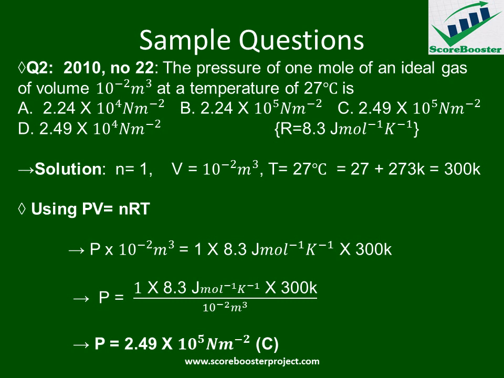Then we can make P the subject by dividing through by 10 raised to power minus 2 to get P equals 1 times 8.3 joule per mole per Kelvin times 300 Kelvin over 10 raised to power minus 2 meter cube. If we evaluate this using calculator, we are going to have pressure P equals 2.49 times 10 raised to power 5 Newton per meter square, making option C the correct answer for this particular question.